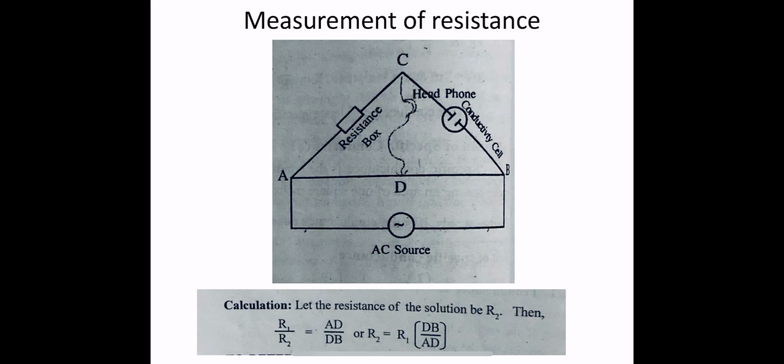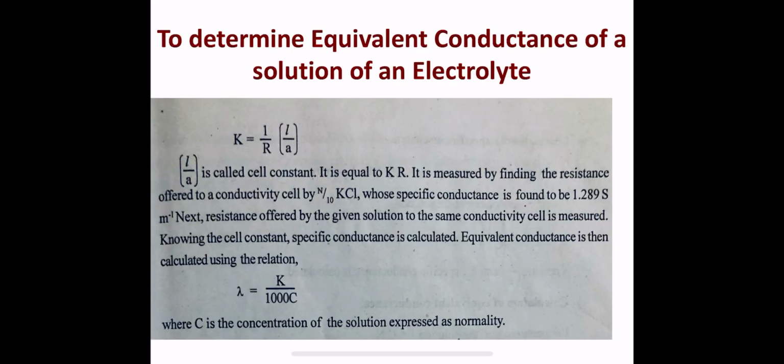With the help of a known resistance R1, we are going to measure the unknown resistance or unknown solution's resistance with the help of this equation. Next, how do we determine the equivalent conductance of a solution of an electrolyte?